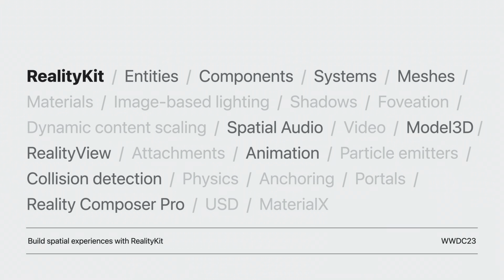In the session titled Build Spatial Experiences with RealityKit, we learned about the basic building blocks of RealityKit: entities, which are container objects, components, which define specific behavior on entities, and systems, which act on both entities and components to add functionality. We covered the RealityView API, which acts as a bridge between SwiftUI and RealityKit. We also showed you how to add interaction, animations, and spatial audio to your RealityKit scene. If you haven't watched it already, I highly recommend that you check out that session.